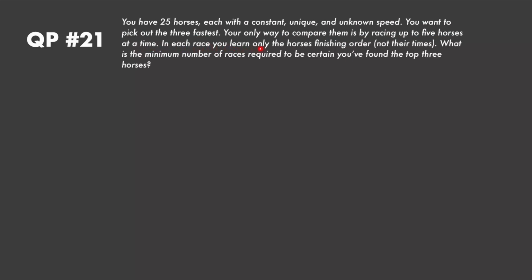And in each race, you learn only the horses' finishing order, not their times, because if you knew their times, it would be a lot simpler, right? So what is the minimum number of races required to be certain you've found the top 3 horses?